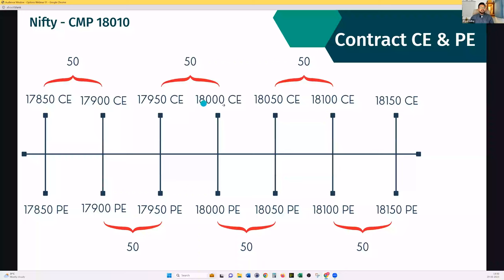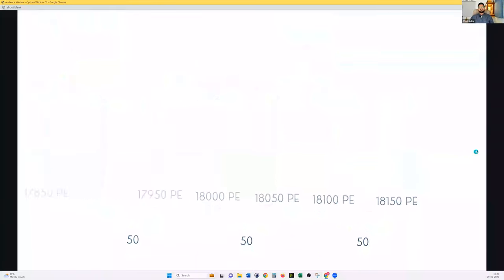If we call it 18,000, 18,000 will have both call and put. It does not mean 18,000 will have only call, or only put. No, it's not like that. 18,000 will have both the call option and put option. And like that, 18,100 will also have a call option and put option. Each and every strike will have both.